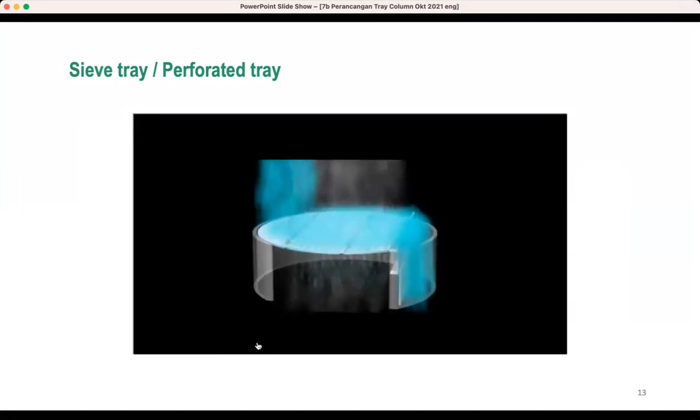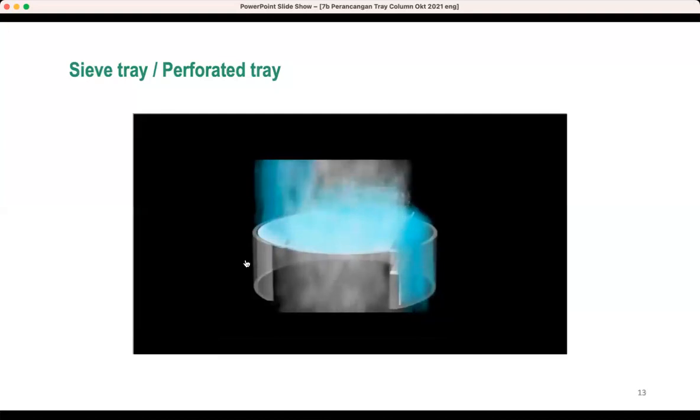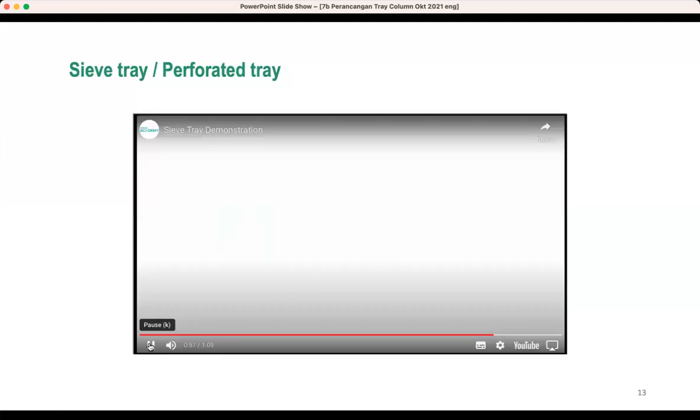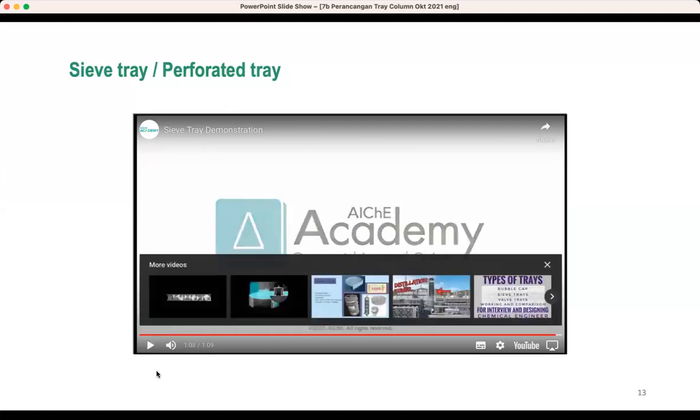Disadvantages include liquid weeping down through the holes and entrainment at high vapor rates. This results in a lower operating range. Right, so for a sieve tray or perforated tray, you have quite a small window for operating, because when you have high vapor, there would be entrainment, and also when you have low vapor, then you will have weeping.